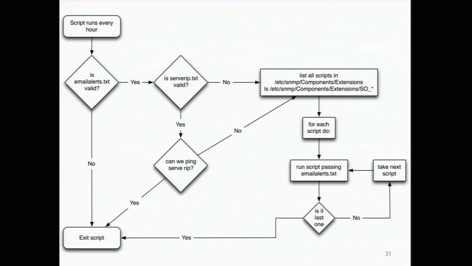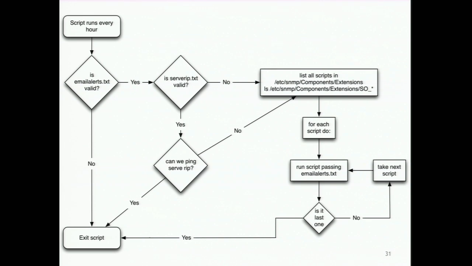If I do have a server IP, it means I do have a monitoring server, then I ping it. Is the ping successful? Yeah. I don't have to send an email. My monitoring server will figure out that something's wrong, and it will do so much more frequently than once every hour. So I just exit. I don't need to take care of it. I've got the monitoring server looking over my shoulder. If I don't have a monitoring server, or if I have one and I can't ping it, then it means I'm off the LAN. I'm roaming.